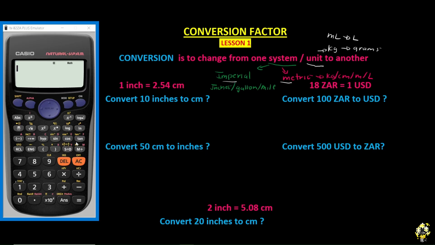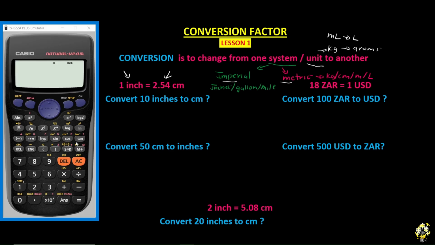Here, as you can see, we have 1 inch is equal to 2.54 centimeters. This system is imperial, and we are using it to change from imperial to metric. What it's telling us is that if you are in the US and you have 1 inch, when you come to South Africa, that is 2.54 centimeters. Same with this one: when you're in South Africa and you have 18 rands, when you go to the United States, it's essentially $1. Same down here, it's still the same system, just multiplied by 2.